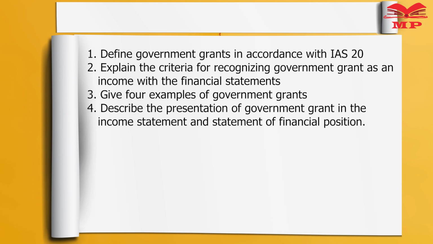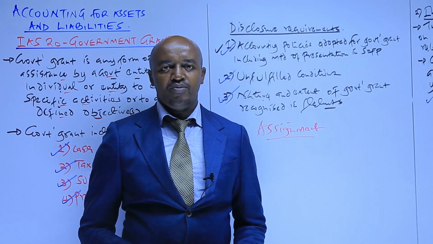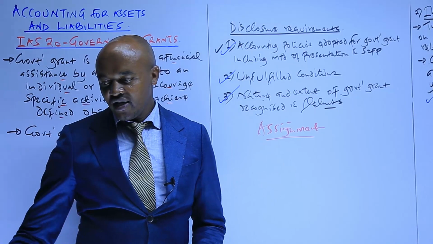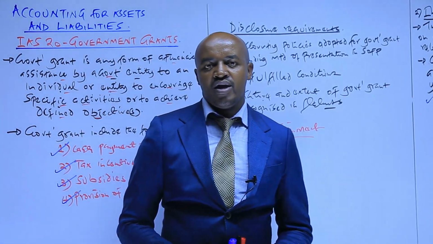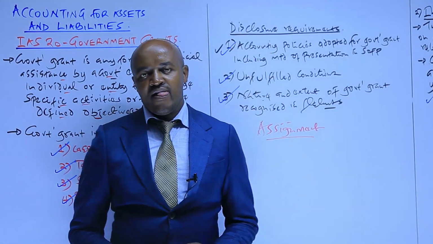And number 3, give 4 examples of government grant. And number 4, describe the presentation of government grant in the income statement and the statement of financial position. So make sure you attempt those particular questions on that subtopic.